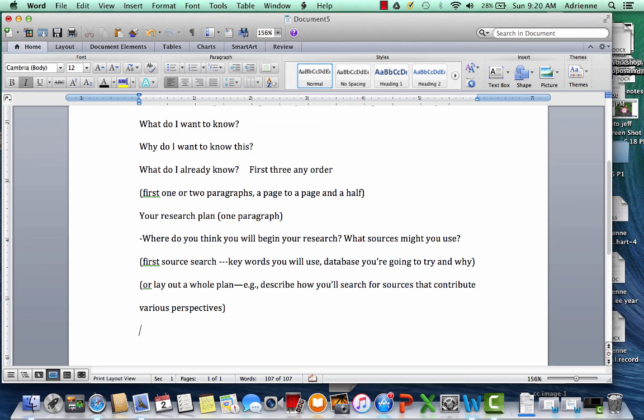One of our goals in this class is to develop a flexible research process. And so I think you should expect that your initial plan may change over the course of the project. And we're trying to give you the opportunity to experience that.